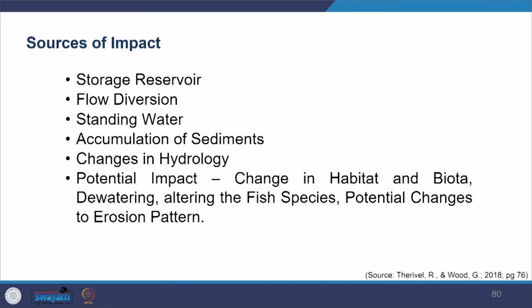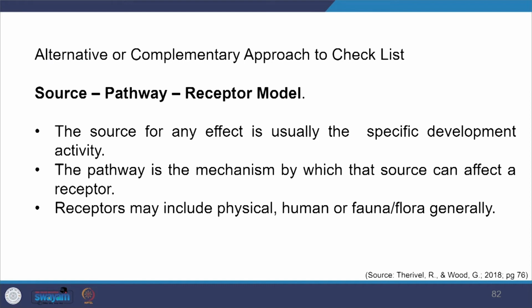We also see an alternative or complementary approach to checklist. So you see this method, you have the source pathway receptor model. The source for any effect is usually the specific development activity, and the pathway which we see here is the mechanism by which the source can affect a receptor, such as via hydraulic effects, and the receptor could be anybody, it could be physical, human, flora or fauna. A water course can then be considered as a pathway and as a receptor as well.